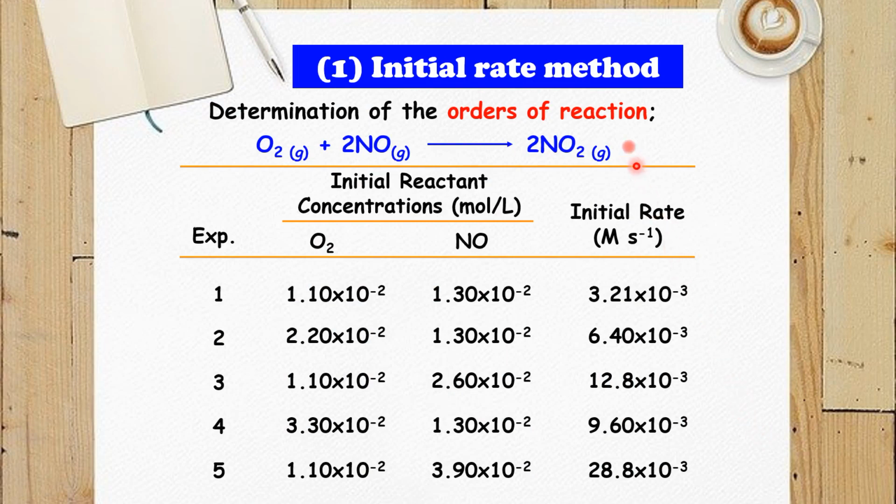Right, so we take an example of method 1, that is referred to as the initial rate method. Given in the table here is the initial concentration for oxygen gas and nitrogen monoxide gas, and also given in the table here is the initial rate. So how can we use the initial rate method to find out the order of the reaction?